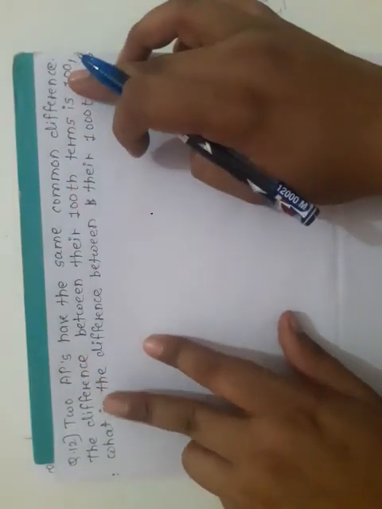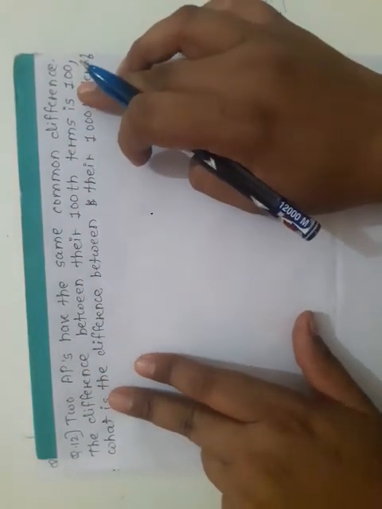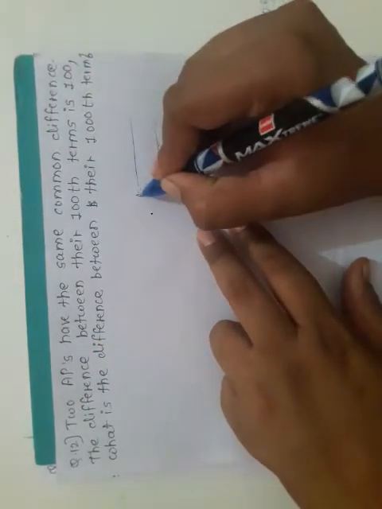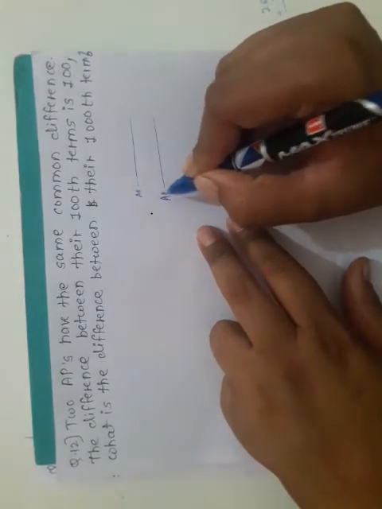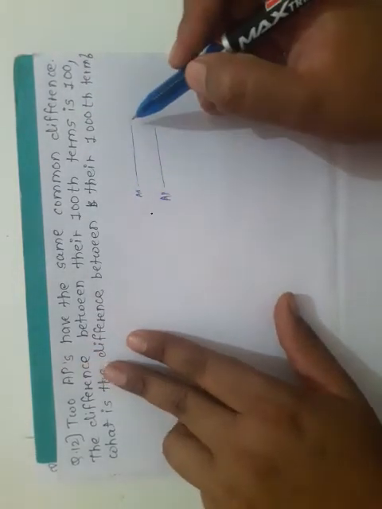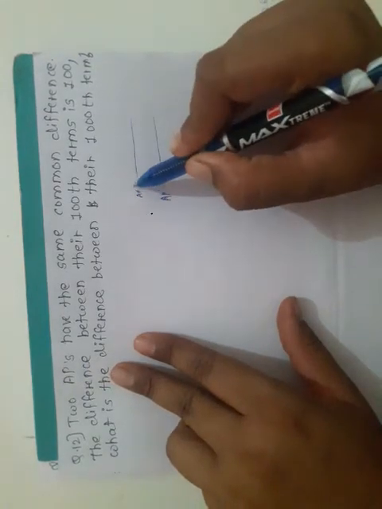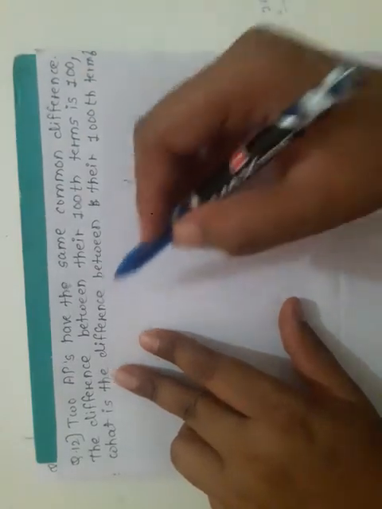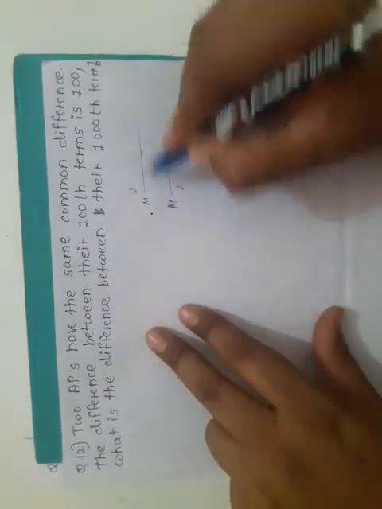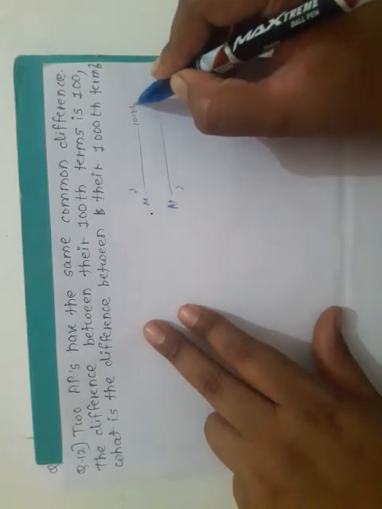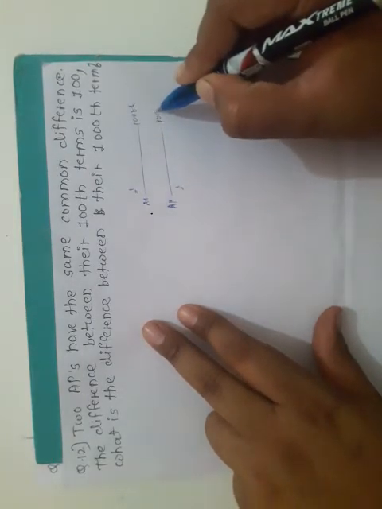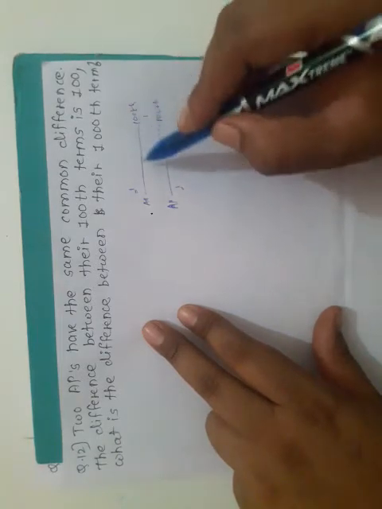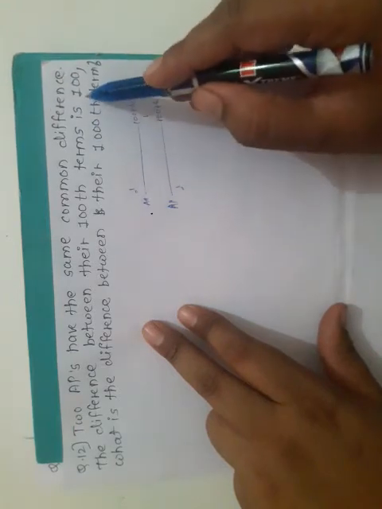Two APs have the same common difference. Okay, two APs are given to us, suppose this is the first AP and this is the second AP. The common difference of these two APs is the same, means if the common difference for the first AP is d, then the common difference for the second AP is again d. The difference between their 100th terms, the 100th term of both APs, is 100, given to us.